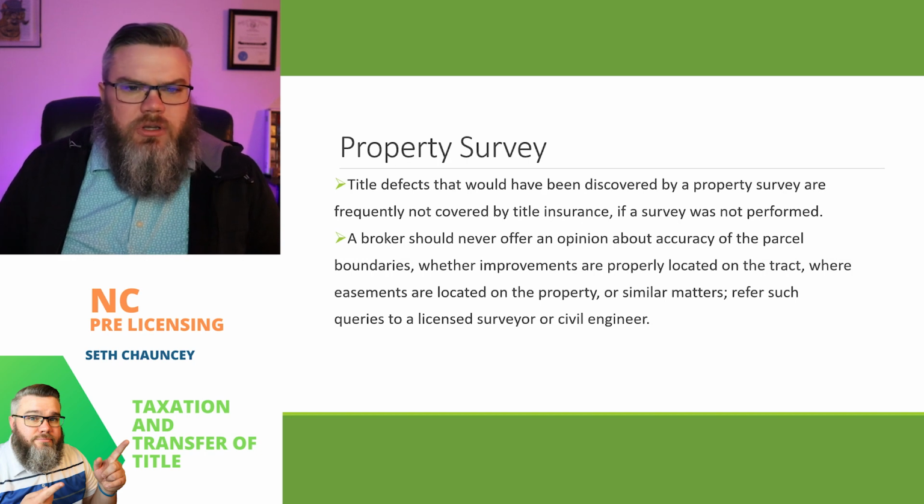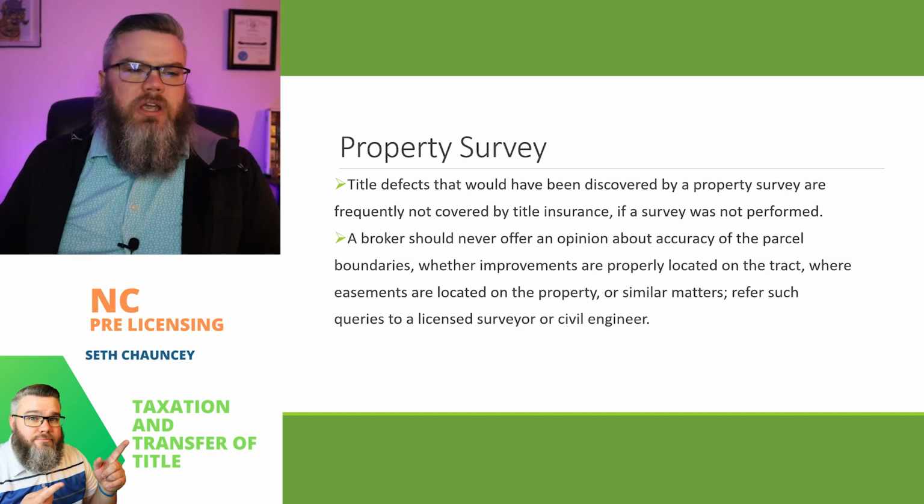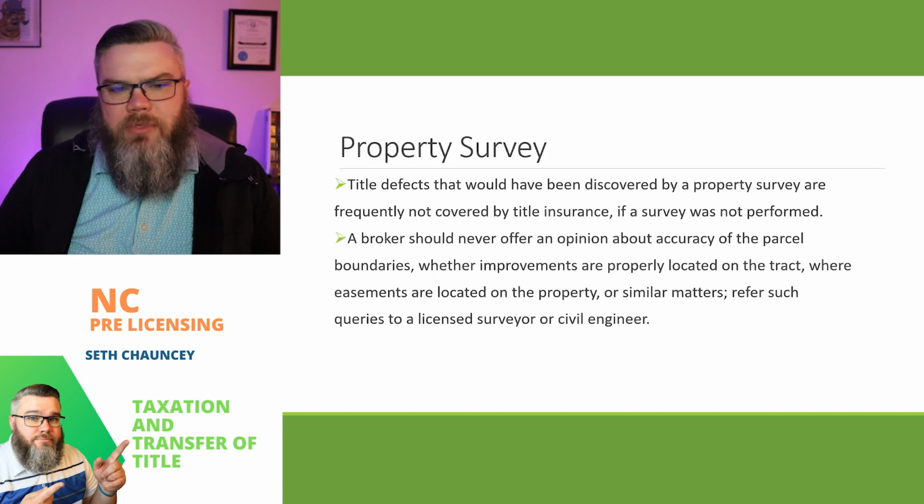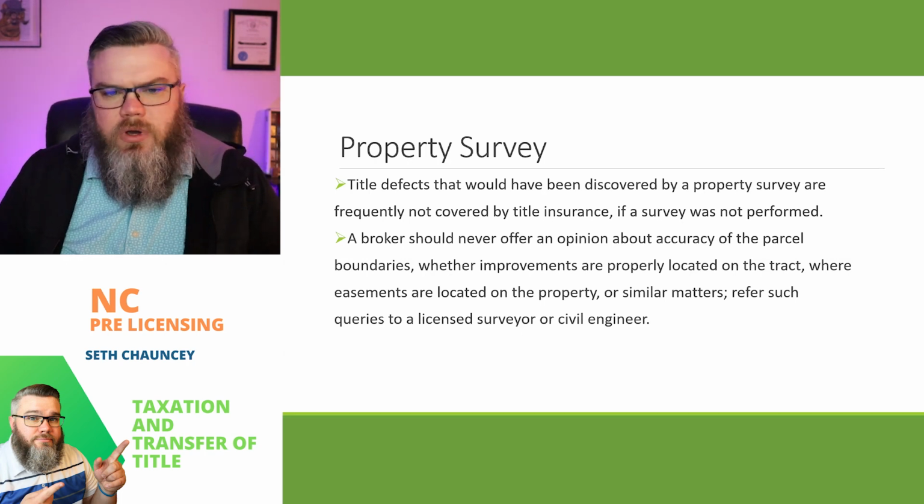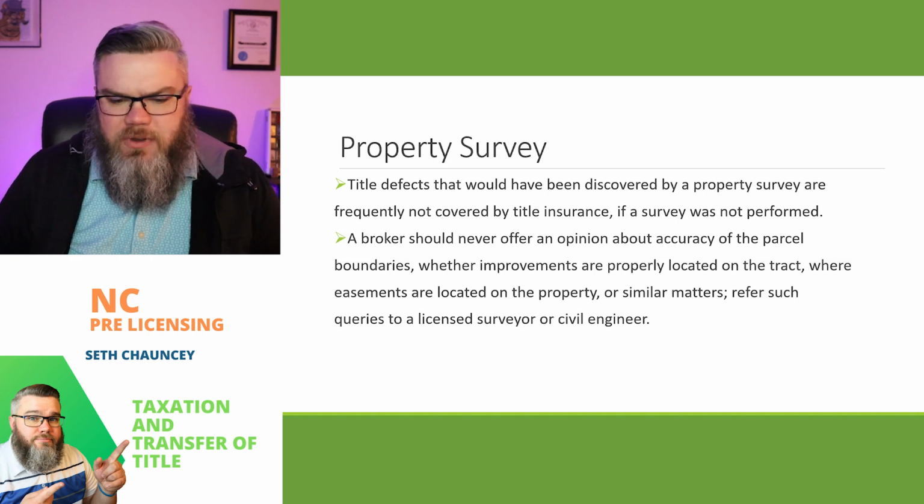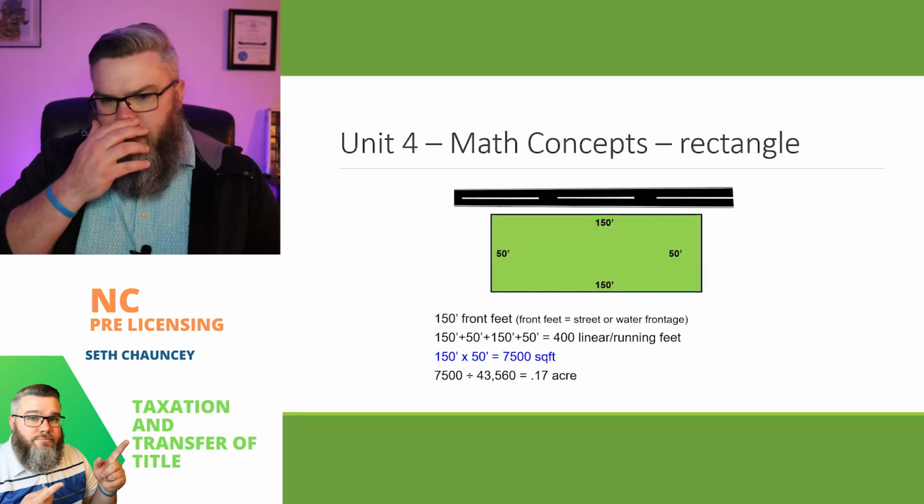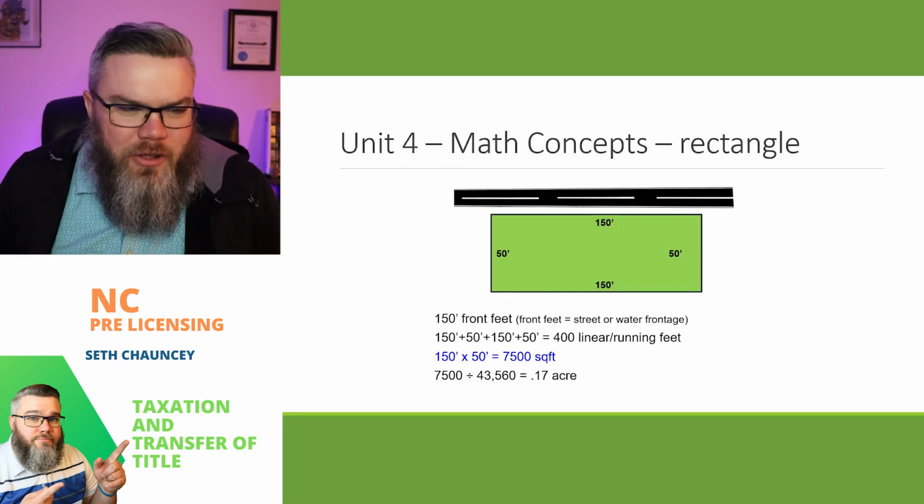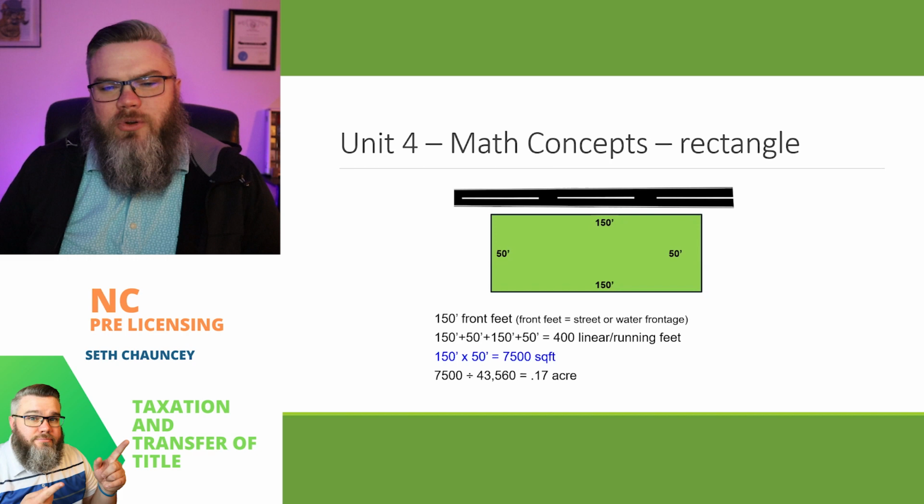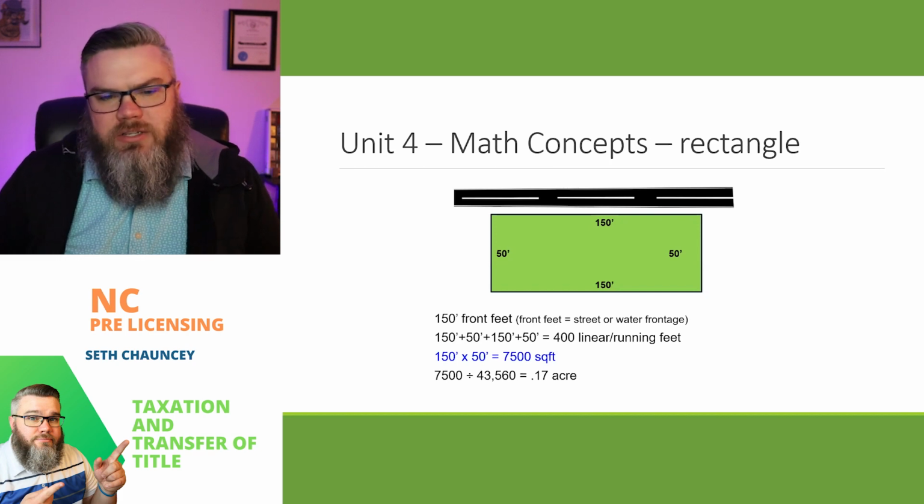So let me just throw in, before we switch gears and talk about deeds a little more in depth, I referenced the acreage and some of the math that goes with it. Remind me once again, how many square feet are in 1 acre? 43,560. There you go.